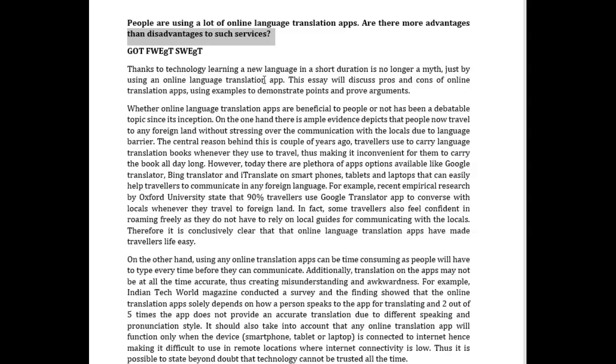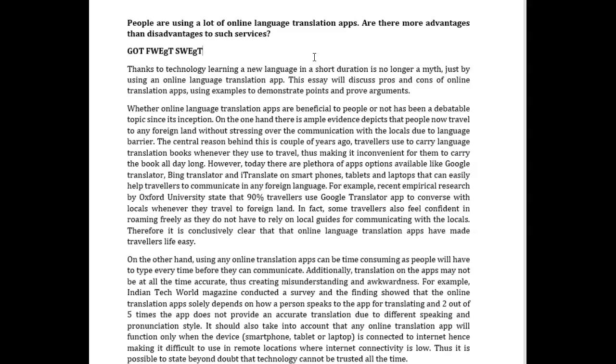This essay will discuss pros and cons of online translation apps using examples to demonstrate points and prove arguments. Okay, there's something missing here, and the thing that is missing is your position, essentially. You didn't answer this question, are there more advantages than disadvantages? All you told me is that you're going to discuss them. That's not what the question asked you. So it's important to address the question and to answer it in your introduction, okay?